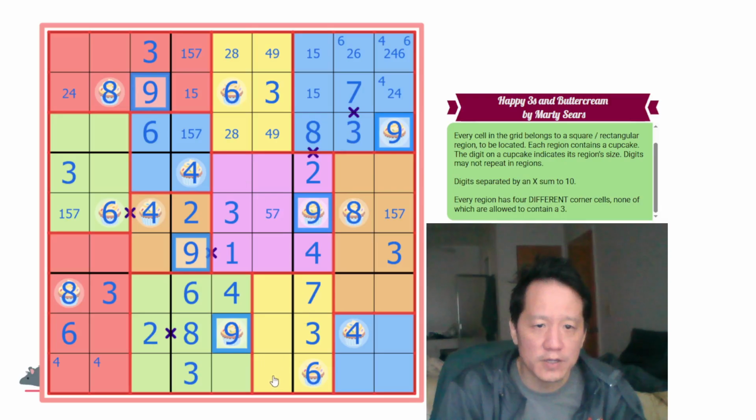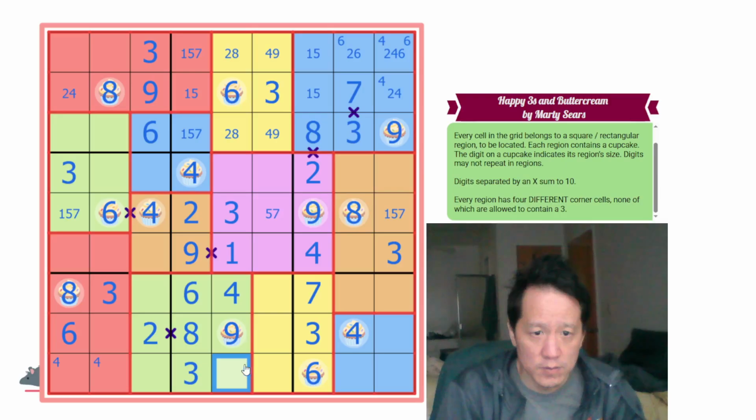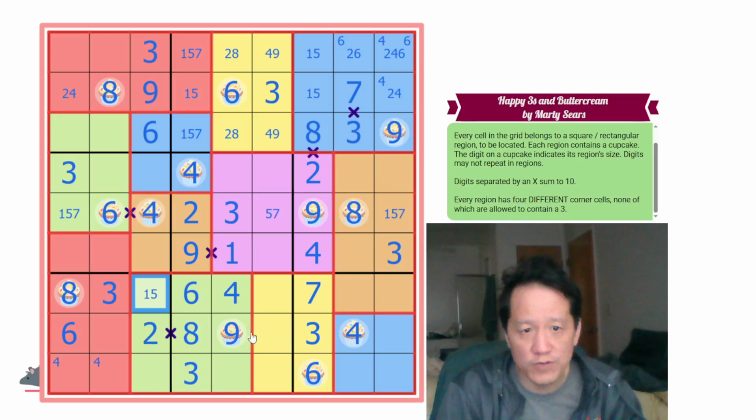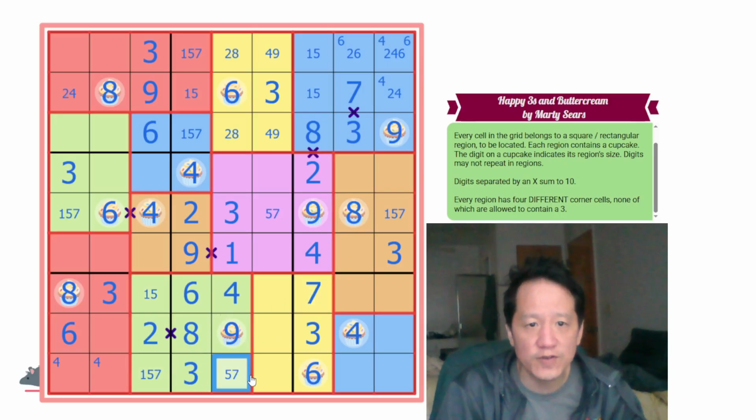Where are the 9s? The rest, this cannot be 1. It has to be 1, 5, and 7 remaining. So this is 1, 5, or 7, but it can't be 7 here. This is 1, 5, or 7. This must be 5 or 7. The remaining digit here is 5 or 7.